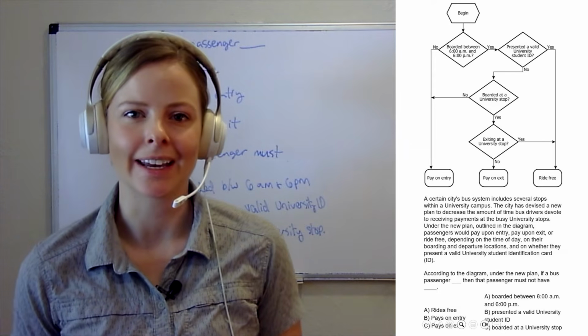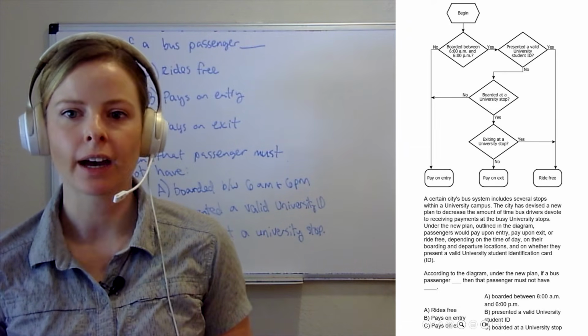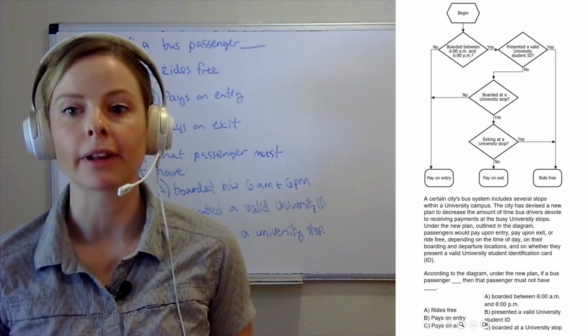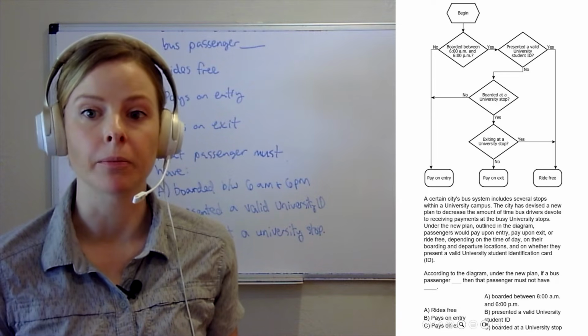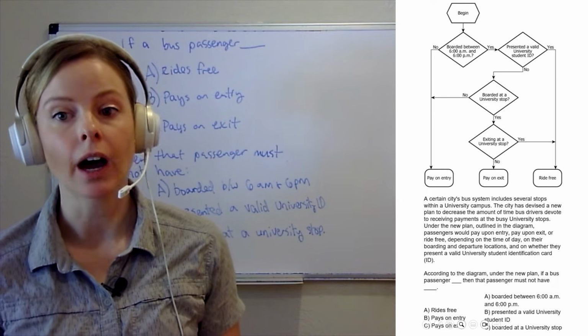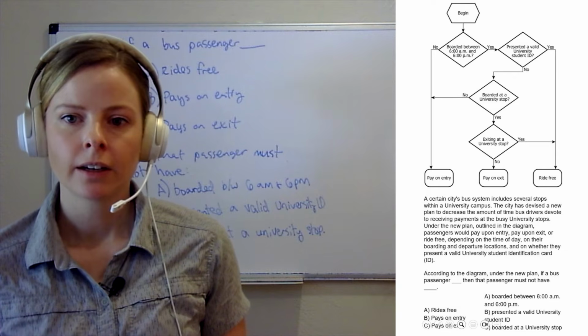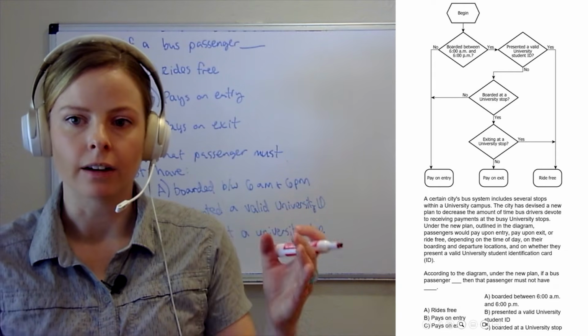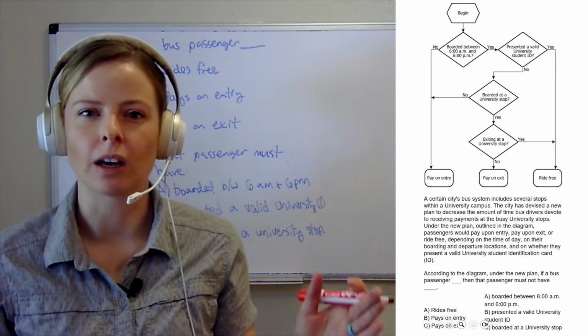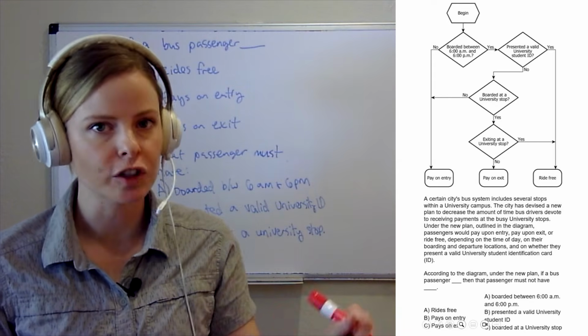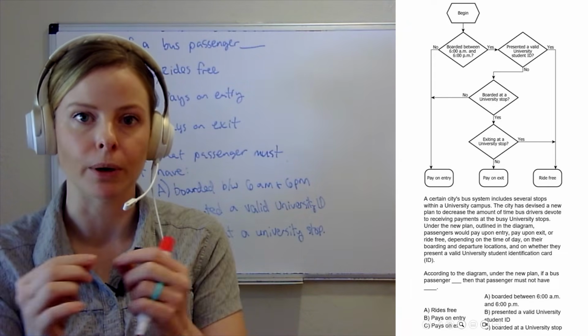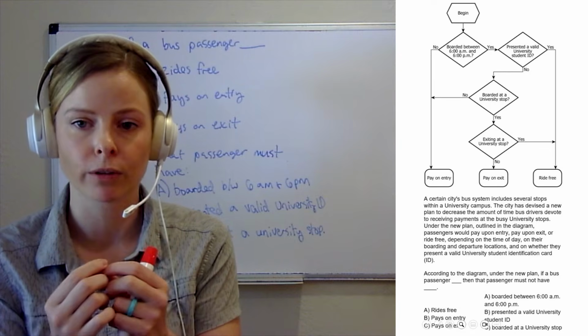All right, let's go ahead and talk through this question. We have, according to the diagram, under the new plan, if a bus passenger does something, then that passenger must not have done something else. So these blanks, again, are dependent on one another. We can't just look at them in isolation and decide on the first one and then on the second one. We have to look at both and see if there's a pair that works for both.